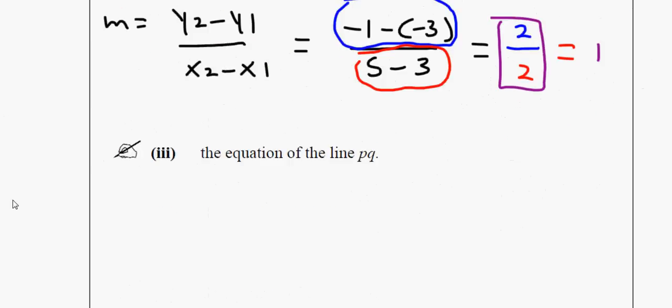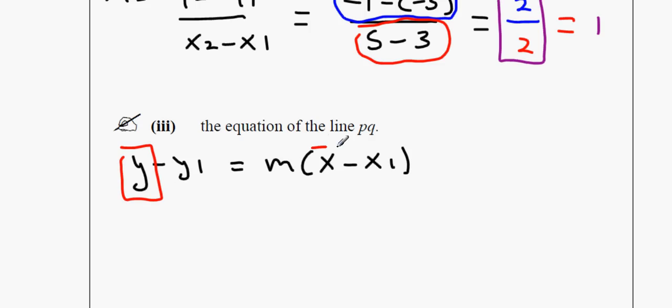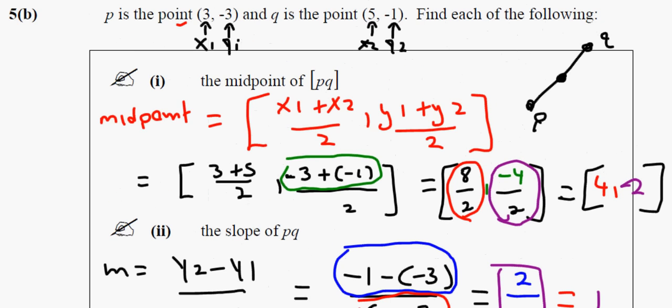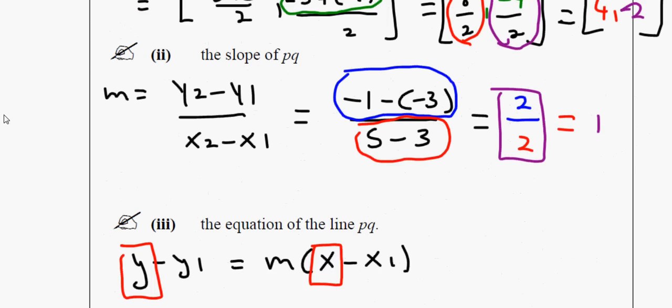Now, the equation of the line PQ. The equation of a line is y minus y1 equals m into x minus x1. Now, what we need to know about this formula is, remember that y and x are always protected, and we don't use them in this formula, we just leave them where they are. We need y1 and x1, which is any point we want, and we already have it, 3 and minus 3. And the slope is m, and we know that m equals 1.